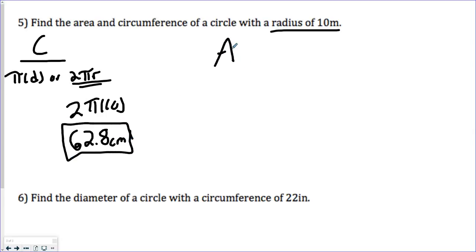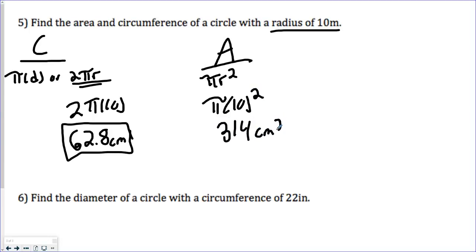Now the area of a circle doesn't change. The area of a circle is always pi r squared. There is a formula for the diameter, but we're just going to stick with the radius here. So in this case, it'd be pi times 10 squared, which in this case would be 314 centimeters squared. Again, using 3.14 as an approximate for pi. So in this case, all you have to do is just remember the formulas. 2 pi r and pi r squared. Again, very simple formulas to memorize. Then just work with the circle.